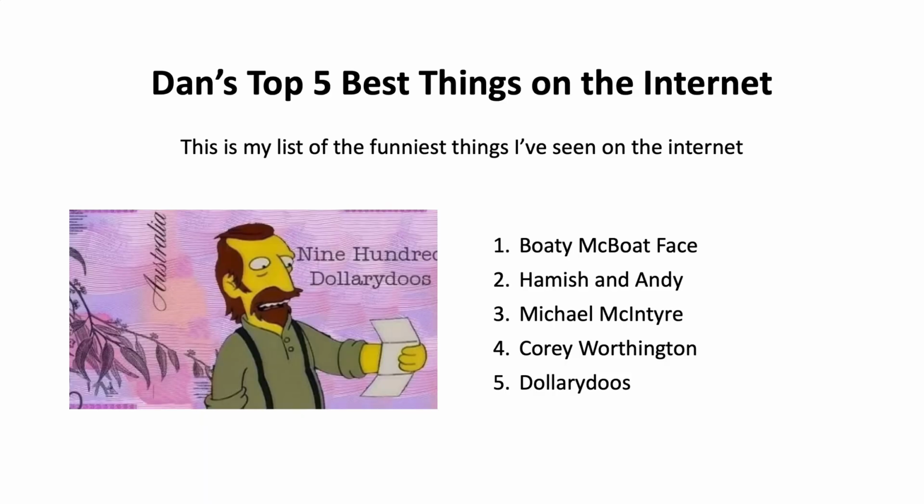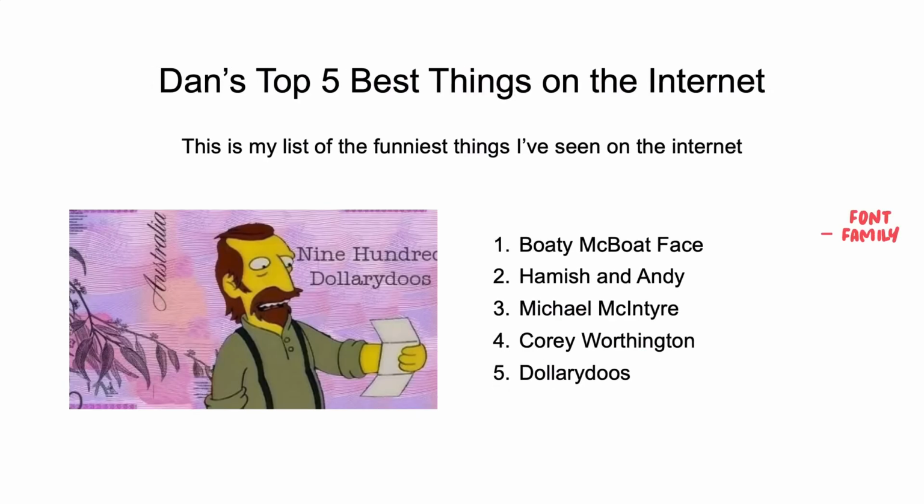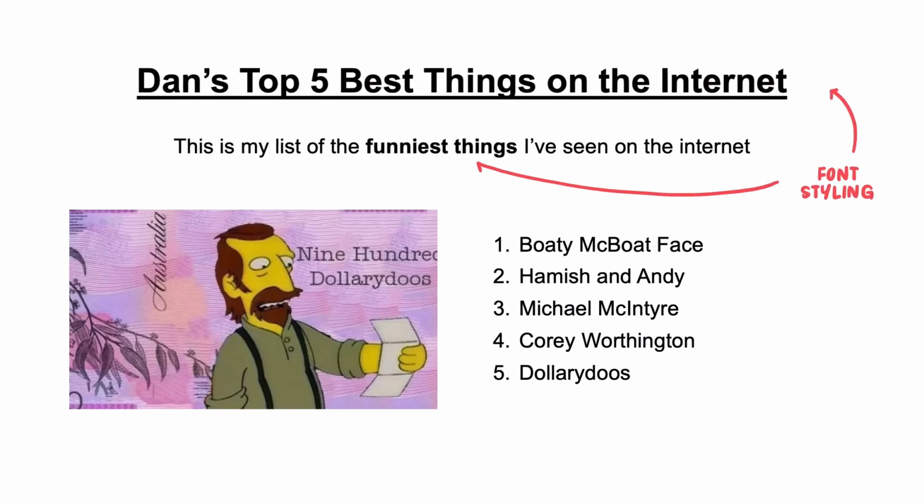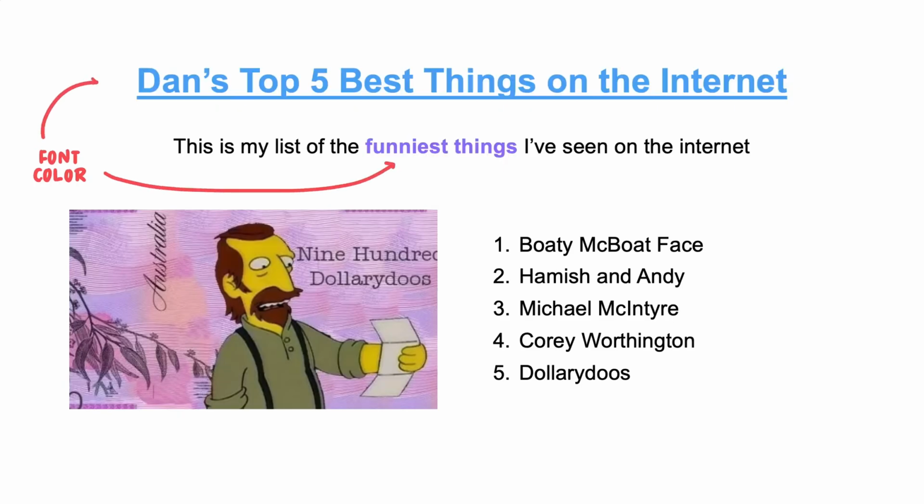And we're going to see this in action on the PowerPoint slide. The first thing we can do is switch up the font family to change how the text looks. Then there's font styling, where we get to play with making text bold or adding an underline. Next, we'll change the font color. Watch as the headings turn blue and the funniest things in the paragraph switches to purple.